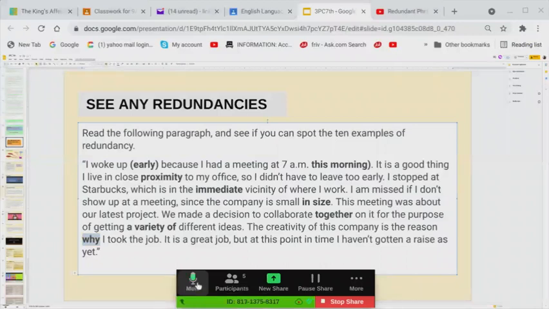It is a great job, but at this point in time, I haven't gotten a raise as yet. What is the redundant expression here? Gotten and raised. Try again. As yet, miss. Point in time. Definitely. At this point and in time are pretty much the same thing. It says a great job, but at this time, at this point, let me take out in time, just to preserve the meaning that is expressed there. All right. I haven't gotten a raise as yet.